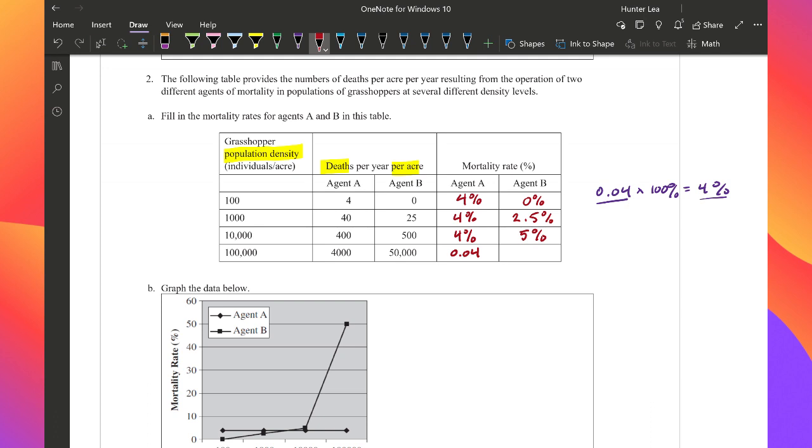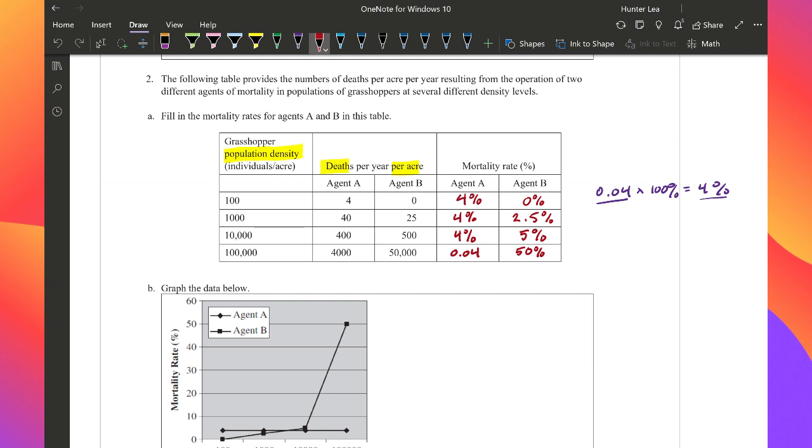And finally, we have 100,000 individuals. 50,000 of them are killed by Agent B. That is a 50% mortality rate. So without even getting into other questions here, we can see this graphed now in the chart below it, in part B.